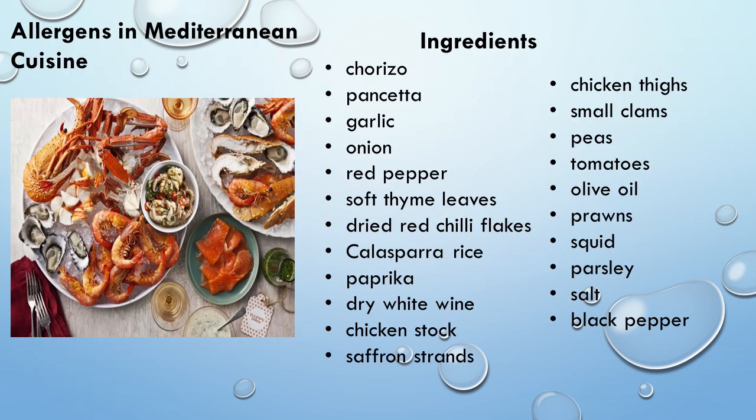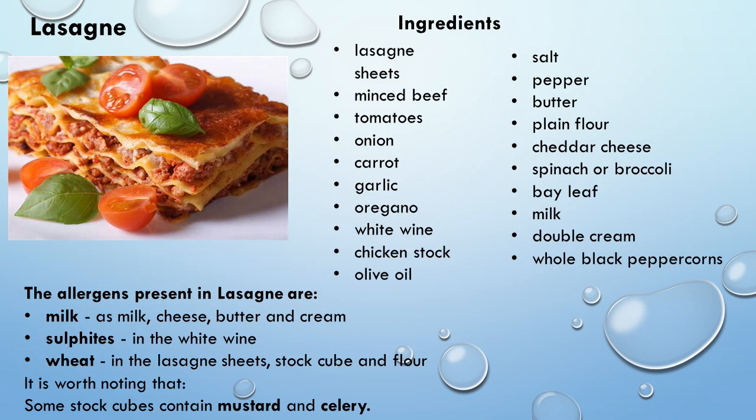Now the next cuisine is the Mediterranean cuisine. Allergens in Mediterranean cuisine. The ingredients: we have onion, red pepper, garlic, soft thyme leaves, dried red chili flakes, calasparra rice, paprika, dry white wine, chicken stock, saffron strands, chicken thighs, smoked lamb, peas, tomatoes, olive oil, prawns, squid, parsley, salt, and black pepper. Now, the most common dish in some Mediterranean cuisine is lasagna.